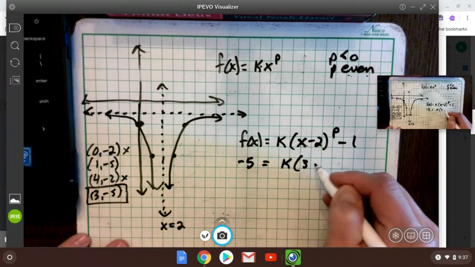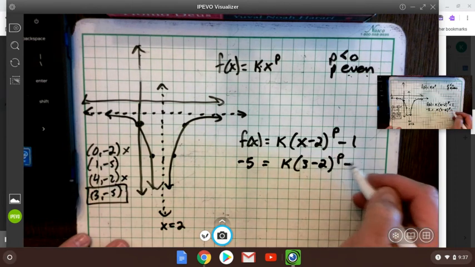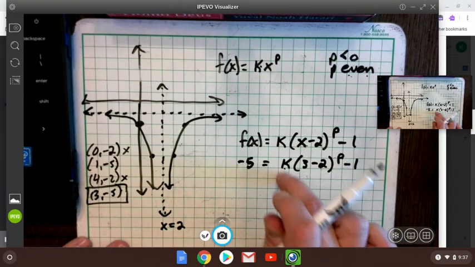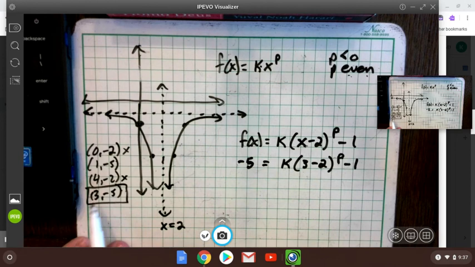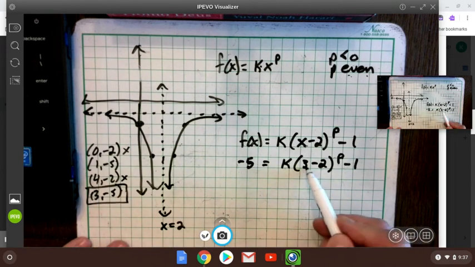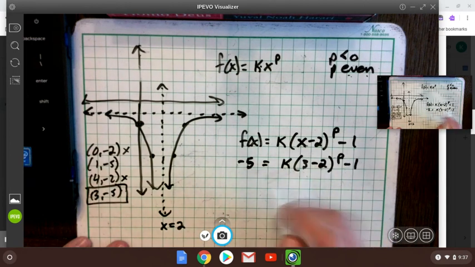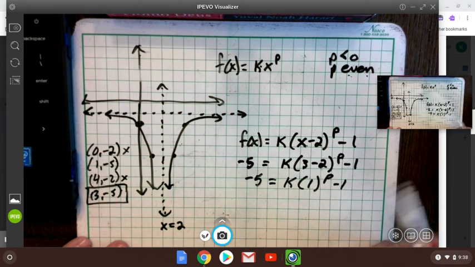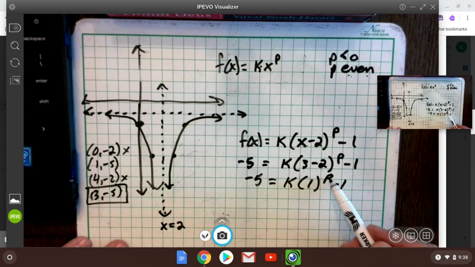Why would we do this? I'm going to keep on saying it over and over again. I have 2 variables and only 1 equation. That is an impossible case to solve accurately for both of those variables. Here we go, though. If I choose wisely, (3, -5), 3 goes in for x, -5 goes in for y. Oh, 3 minus 2 is equal to 1. This allows us to bypass the need to know p. P could be anything under the sun. 1 to that power is still 1. There is no ifs, ands, or buts about that.